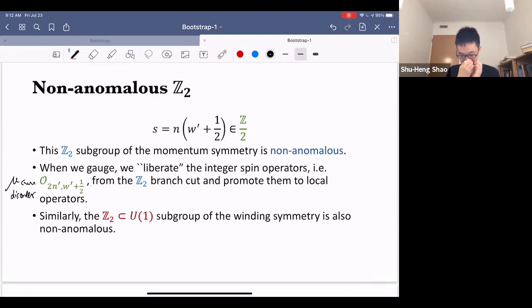And similarly, the winding Z2 symmetry is also non-anomalous and can be gauged. In fact, when you gauge either of these two Z2s, what it does is to change the radius by a factor of 2.